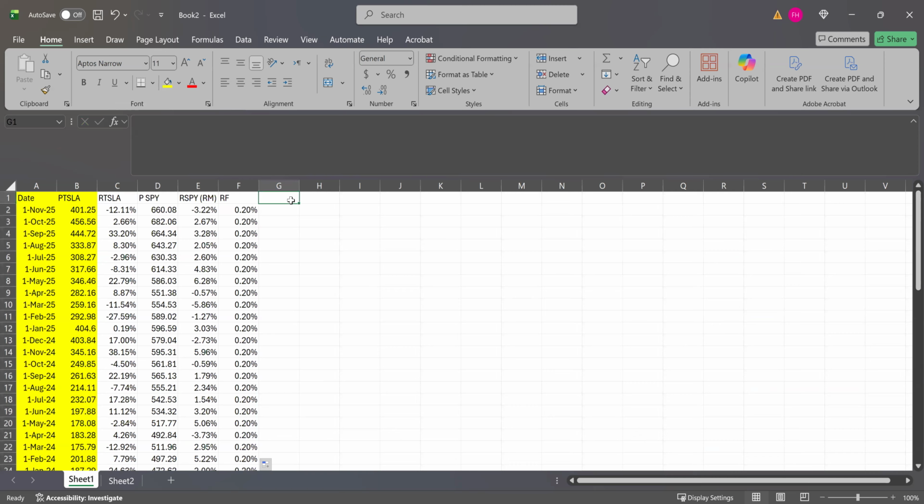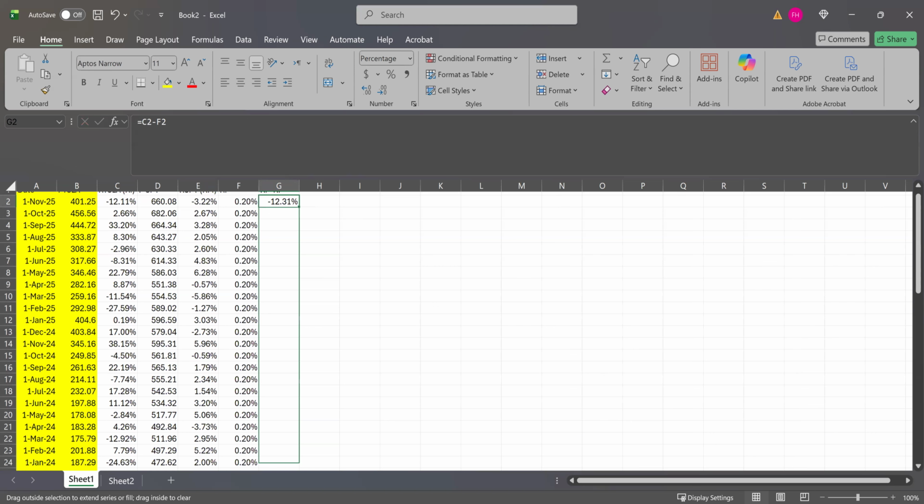Then you need to compute the risk premium. So you need to compute the risk premium on the stock, which is RI minus RF, and the market risk premium, which is RM minus RF. So the return of Tesla, this is the return of the stock, this is RI. I'm going to compute RI minus RF. So this is equal to negative 12.11% minus 0.2%. I'm going to drag this formula till the end.